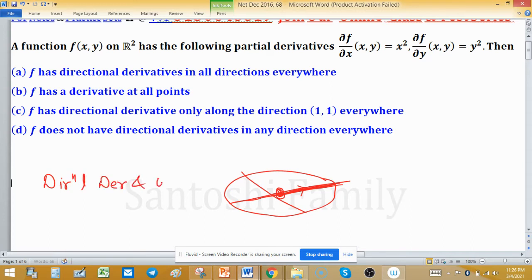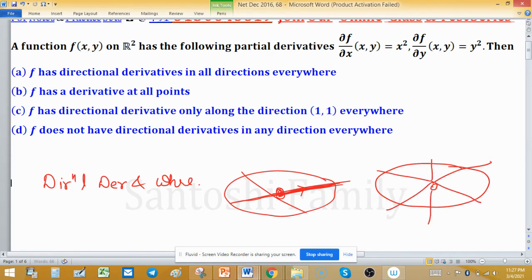Now option B, f has derivative at all points. So options A and B are quite similar but have a little bit of difference. Now understand what the difference is. Suppose this is the domain and you are finding directional derivative at this point. Suppose all directional derivatives exist at this point. It doesn't mean the function is continuous at that point.